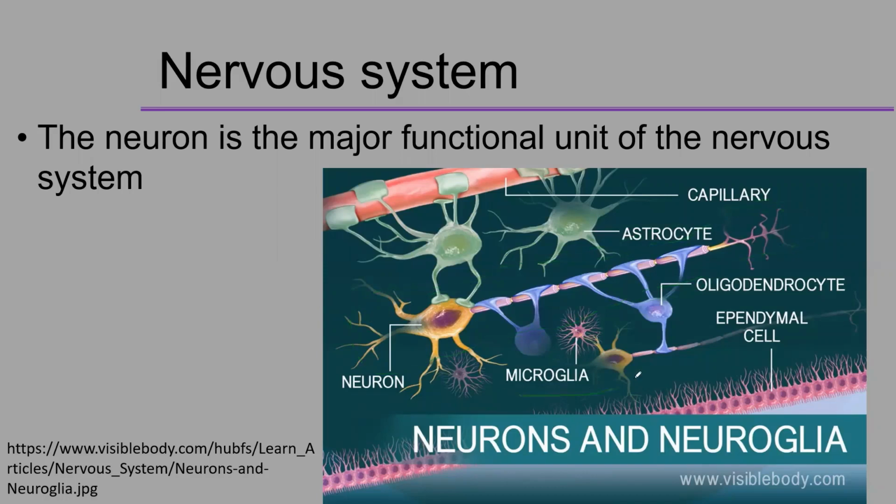These are the neuroglial cells: microglia, ependymal cells, oligodendrocytes, and astrocytes, which also play a very important role in participating in the blood-brain barrier.